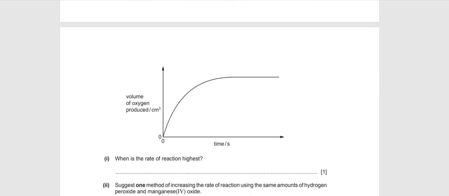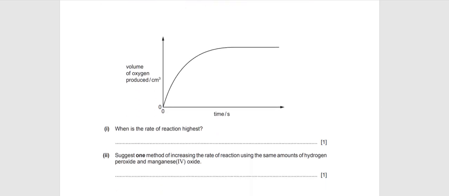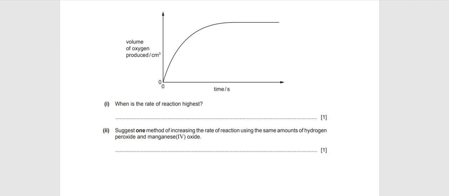The graph is shown. So this is the volume of oxygen produced. All graphs have this. When is the rate of reaction the highest? The rate is always the highest at the start. So you can always say at the start, or you can say when t equals 0 seconds. At the start of the experiment, the rate of reaction is always the highest because the concentration is always the highest at the start.